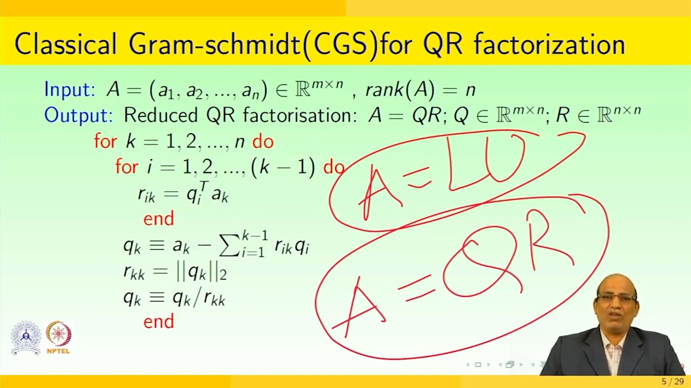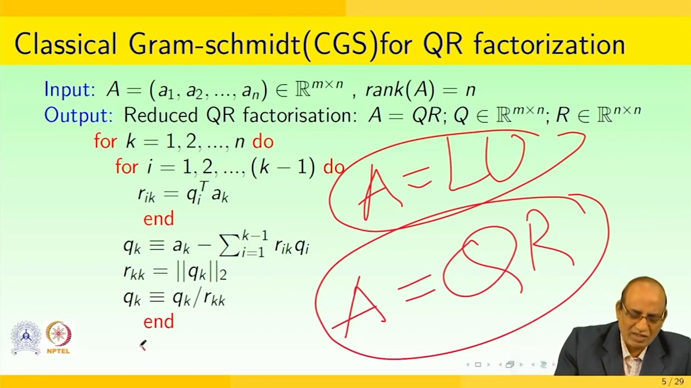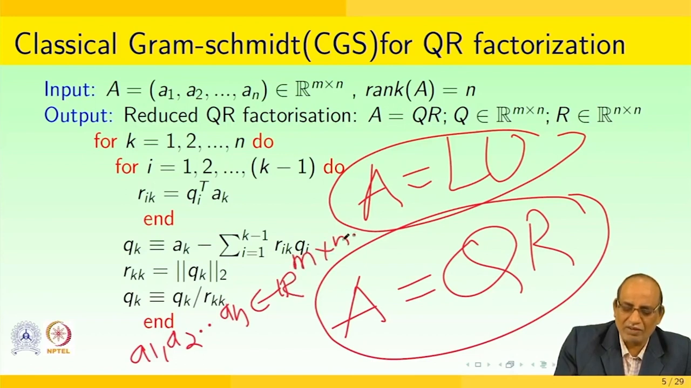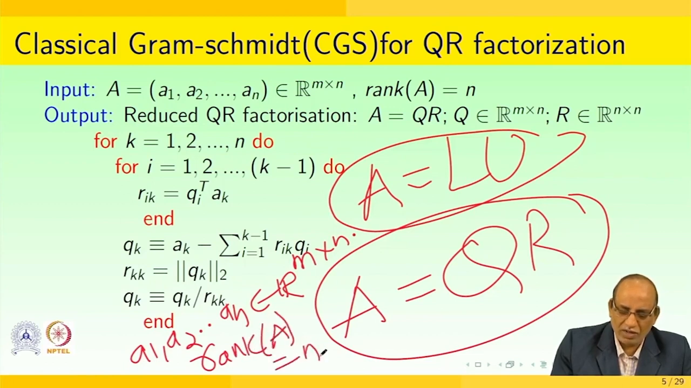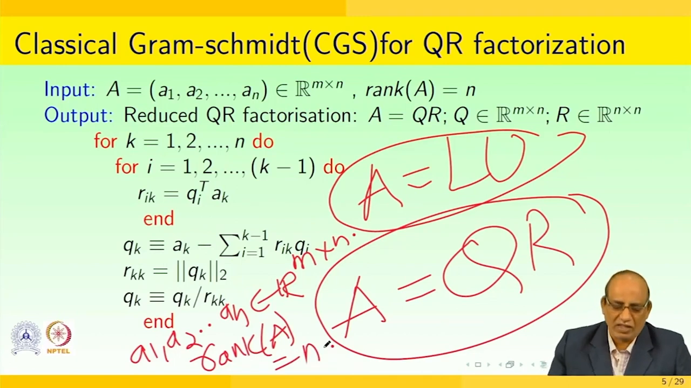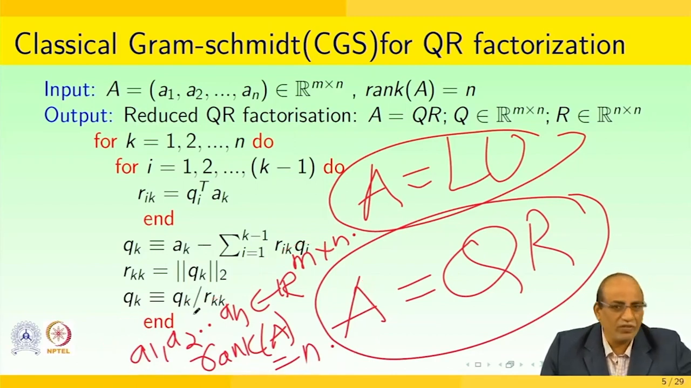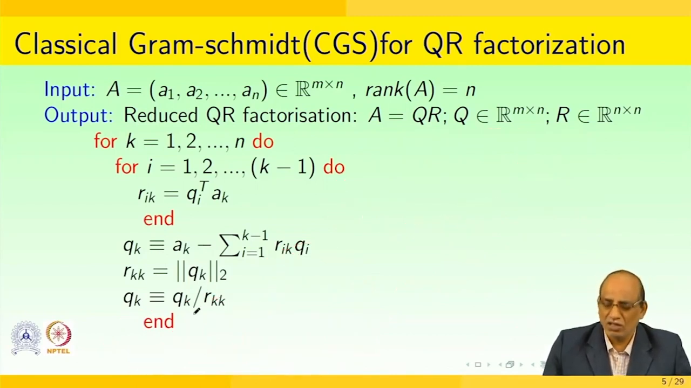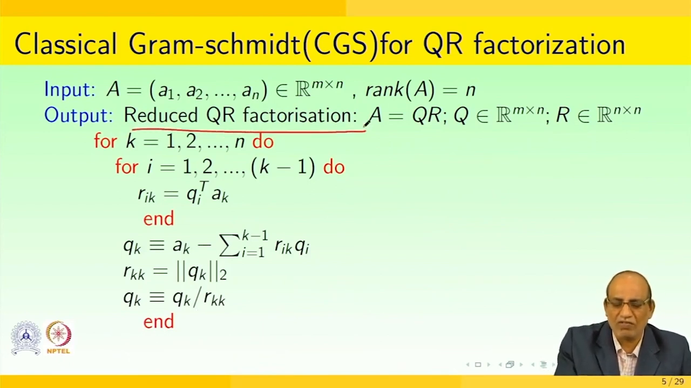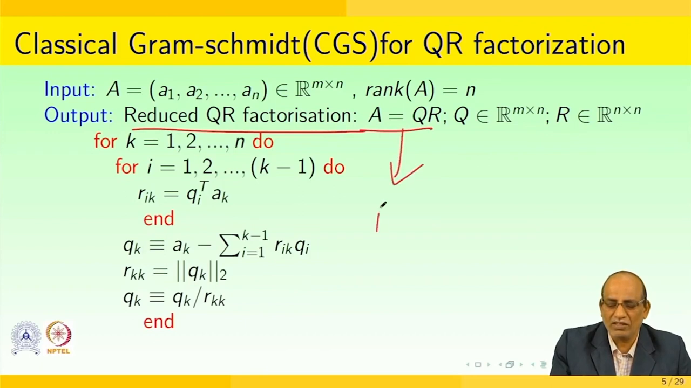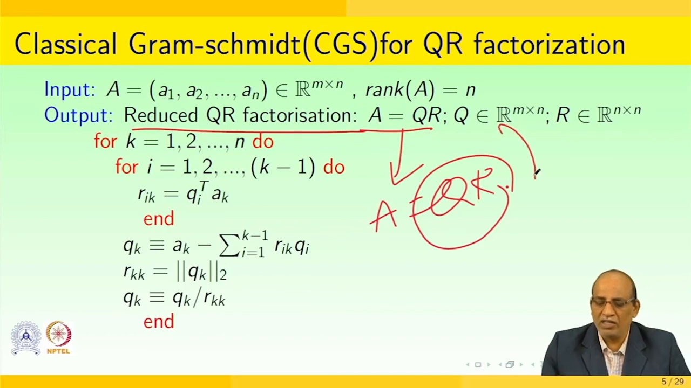So, what is the input? The input is A equal to [a1, a2, ..., an], which is in R^(m×n), and the rank of A is equal to n. This is the hypothesis given to us. What is the output we expect? The output we expect is the reduced QR factorization, A equal to QR, where Q is in R^(m×n) and R is in R^(n×n).